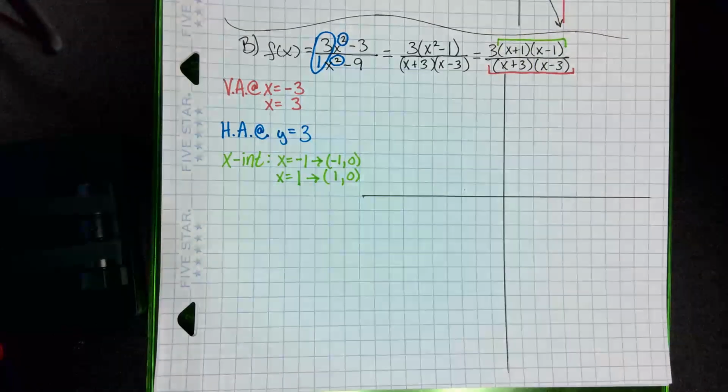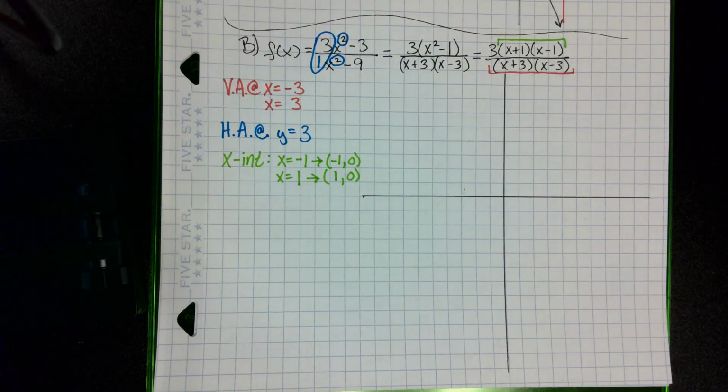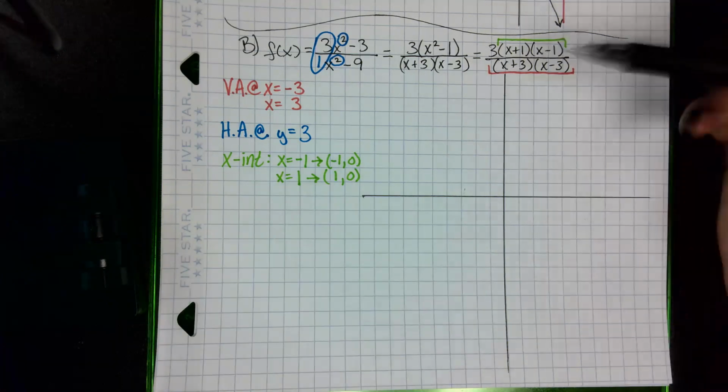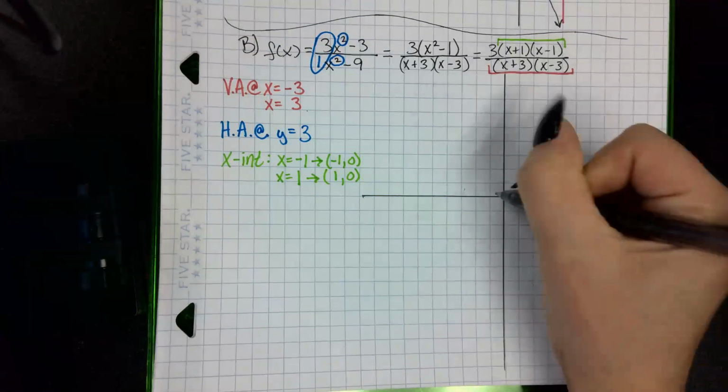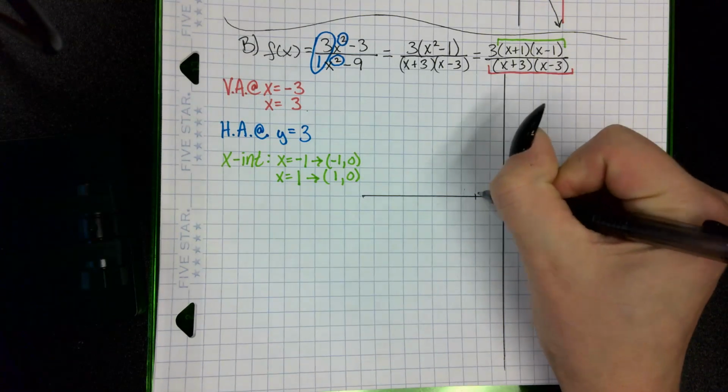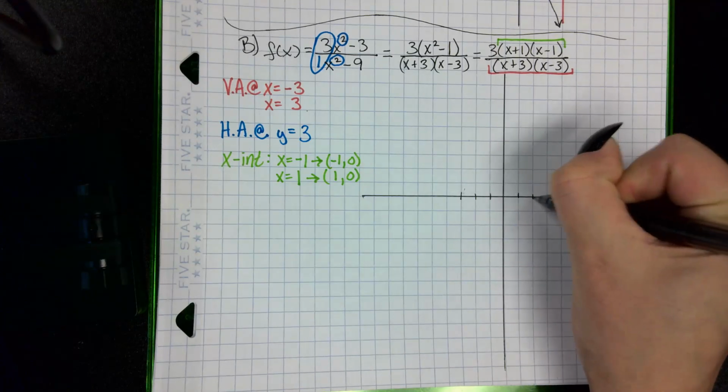All right, there's that. Vertical asymptote. Negative 3 and 3. So I need to go 1, 2, 3. 1, 2, 3.